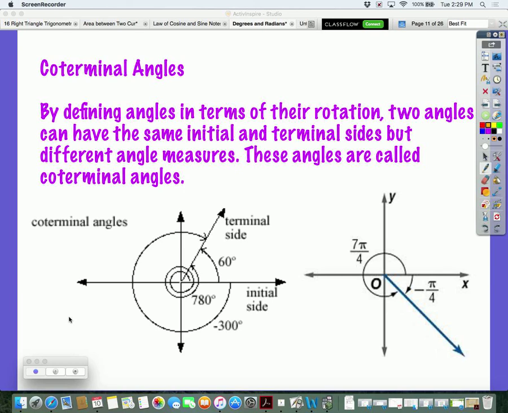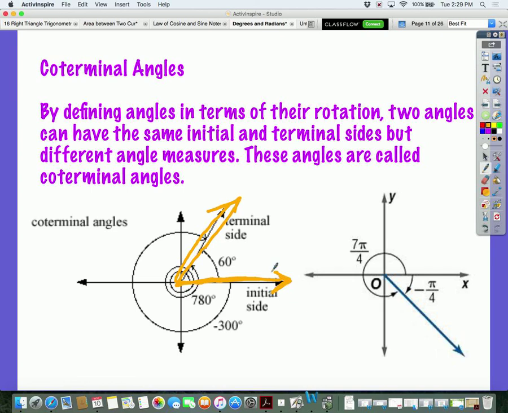Okay? So, when you have an angle that's in standard position, such as this one right here, to get 60 degrees, you go from your initial side to your terminal side, and there it is. But you can have the same initial side and the same terminal side, but a different angle measure, and that's represented by continuing circles. How many times did I go around? I went around 2 full revolutions.